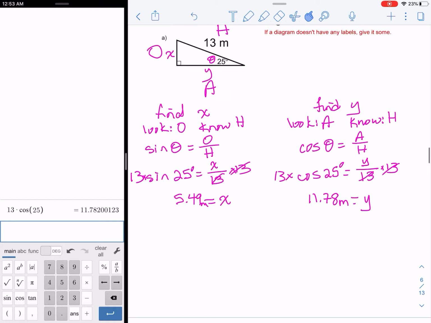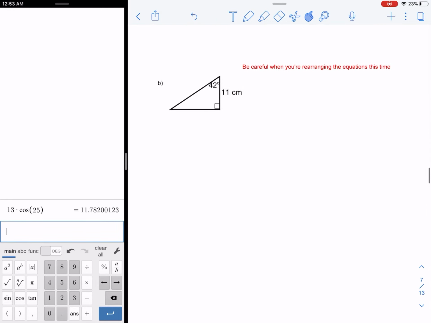All right, let's try another one. Again, for this one, be careful when you're rearranging the equations, especially when you're looking for the hypotenuse. So again, stop the video, try it, and then see how you do. Okay, stop the video. I'm going to call this X, and I'm going to call this Y, and that's my angle theta.